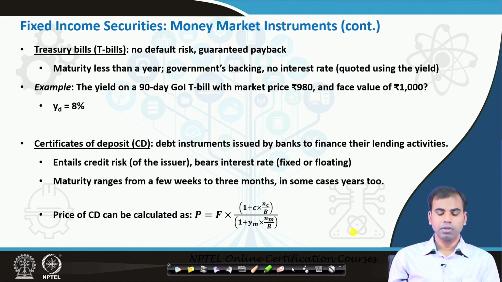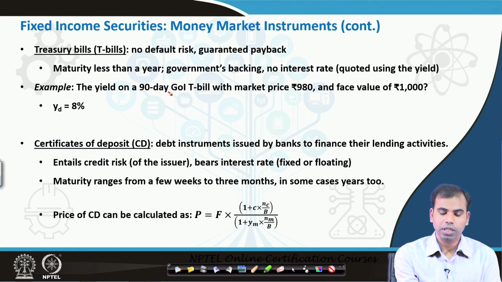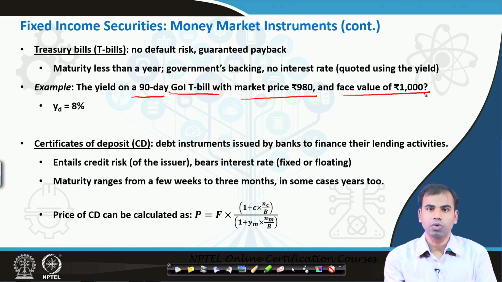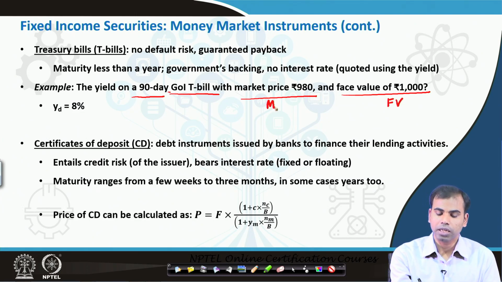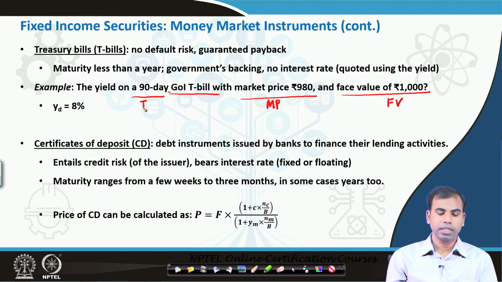This is the example. There is a Government of India treasury bill that is offered for a maturity of 90 days, and the market price is 980, but the face value is 1000. So, it indicates that the face value of that treasury bill is 1000, the market price is 980, and the maturity, basically the time for which it is going to mature, is 90 days.